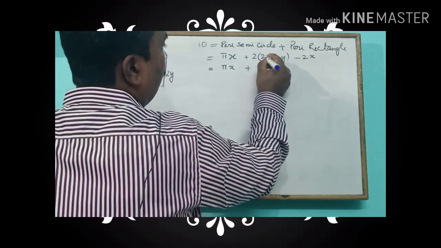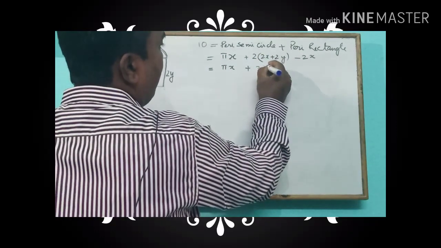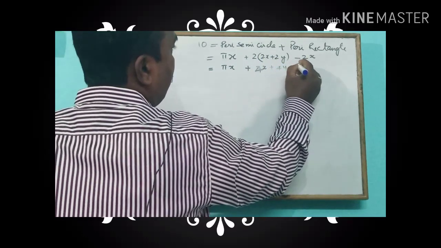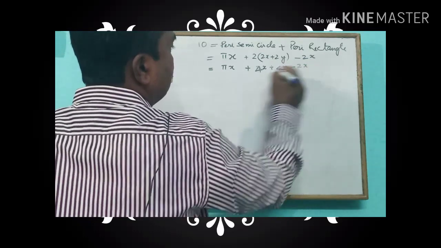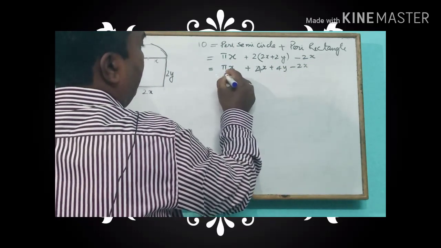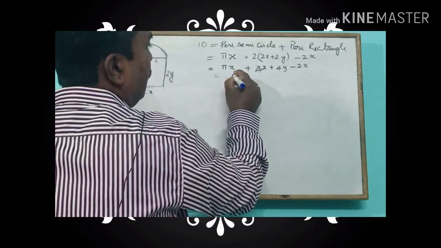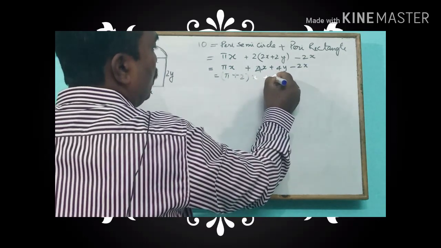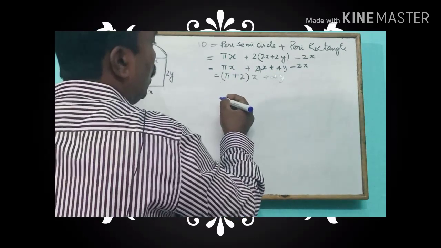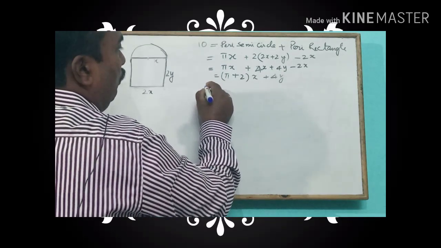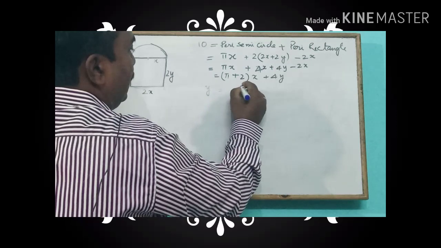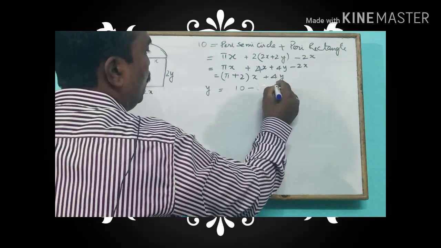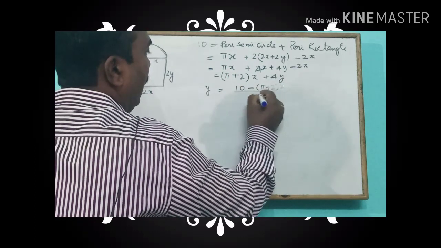or it is pi x plus 4x plus 4y minus 2x, that is (pi plus 2)x plus 4y, or y equal to (10 minus (pi plus 2)x) divided by 4.